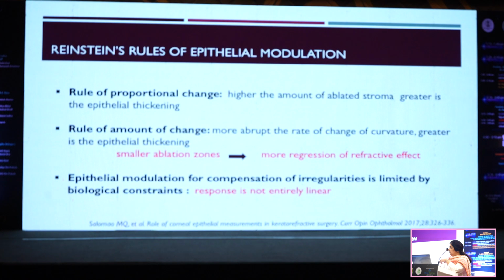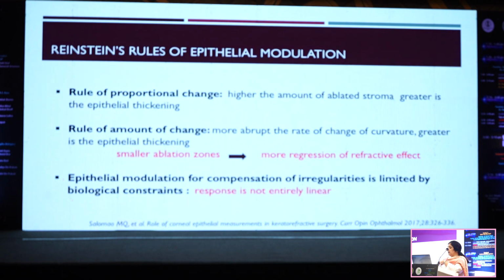There are certain rules to the epithelium which it tends to follow. So there's the proportional change. It changes in proportion to the amount of ablation. The higher the amount of ablated stroma, greater is the epithelial thickening. The more abrupt the change of curvature, greater is the epithelial thickening. And this is significant where we have smaller ablation zones. So if we have smaller ablation zones, the rate of change is more, and the epithelium tends to thicken more, and so we have more regression of the refractive effect.